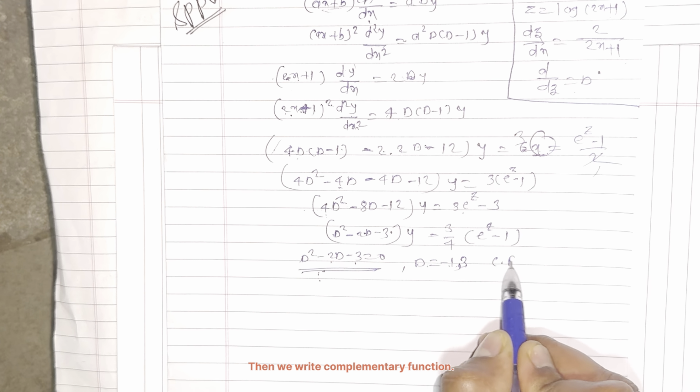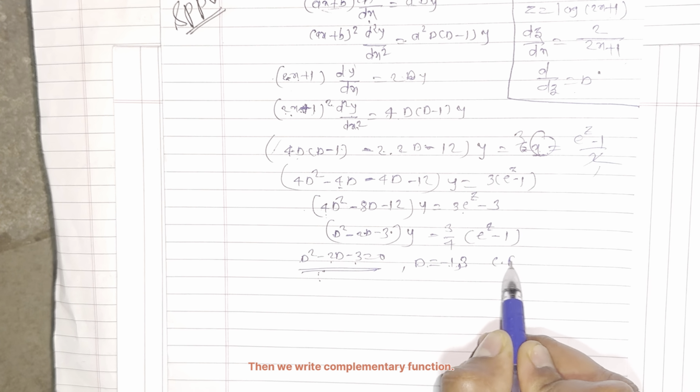Now it's time to work on the particular integral. We know that the particular integral can be written as 1 upon f(D) into phi(x). So 1 upon f(D). What is the value of f(D)? We replace f(D) with D squared minus 2D minus 3. This one is our f(D), D squared minus 2D minus 3.